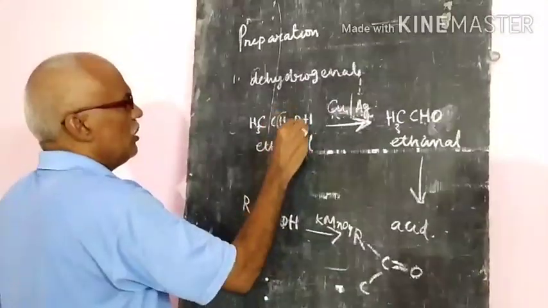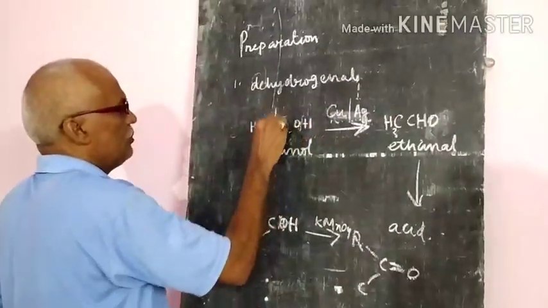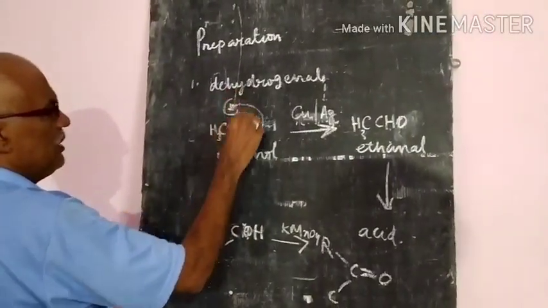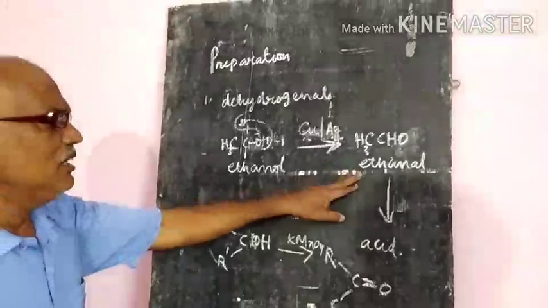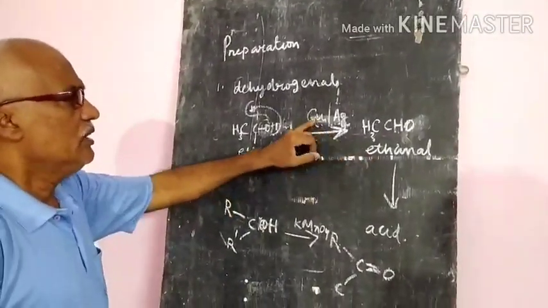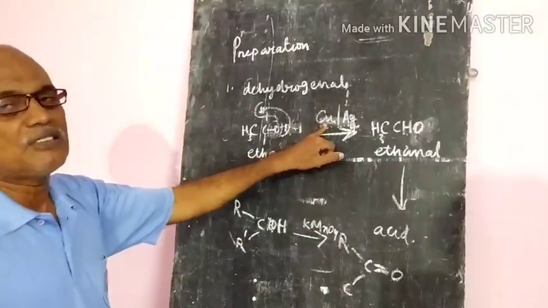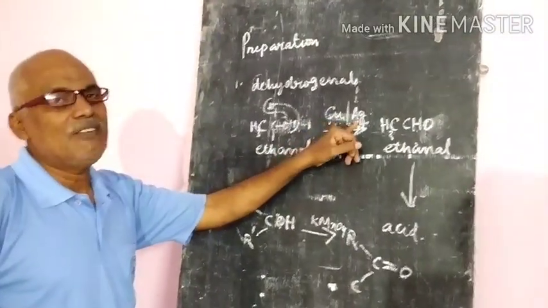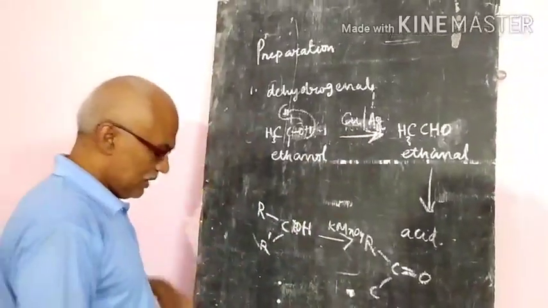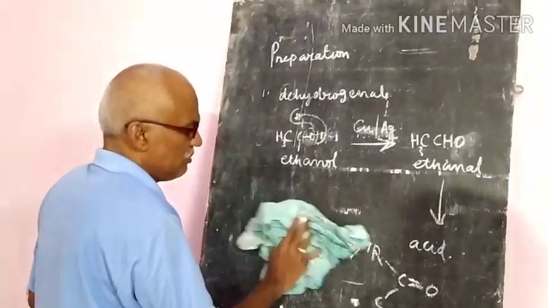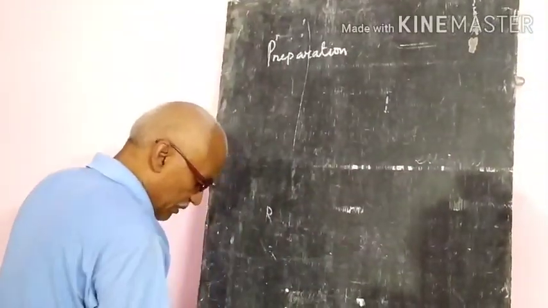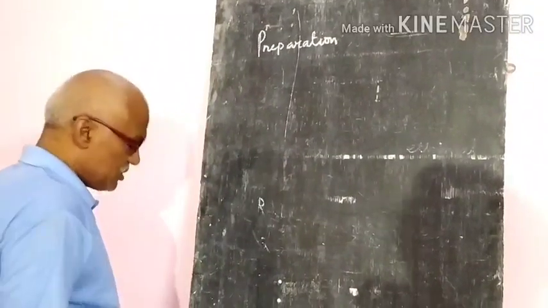That means a molecule of hydrogen is removed; if you observe this one, the alcohol will be there, a double bond will be formed, and you will get the ethanal. Dehydrogenation of ethyl alcohol gives ethanal when the vapors are passed through copper or silver, which is the most active catalyst. Primary alcohols will give aldehydes, and secondary alcohols will give ketones.